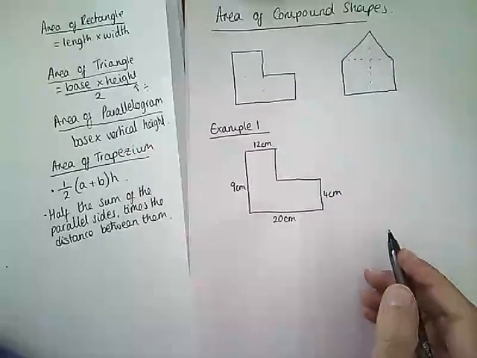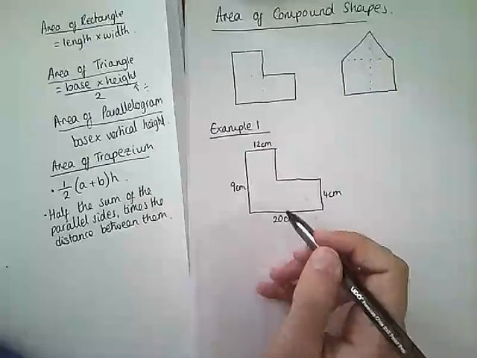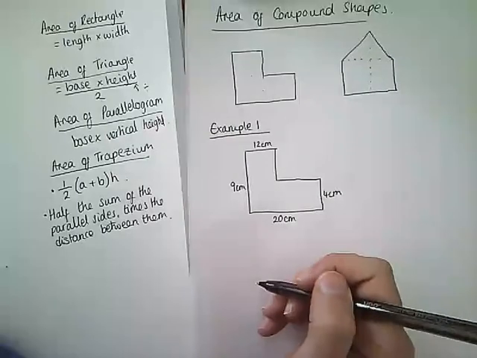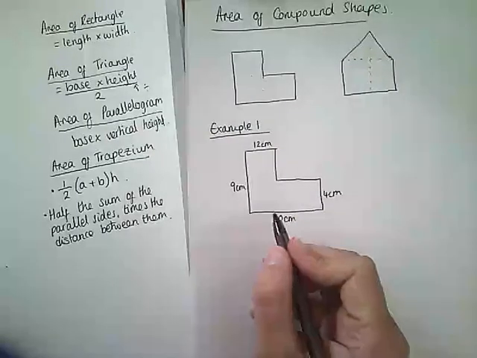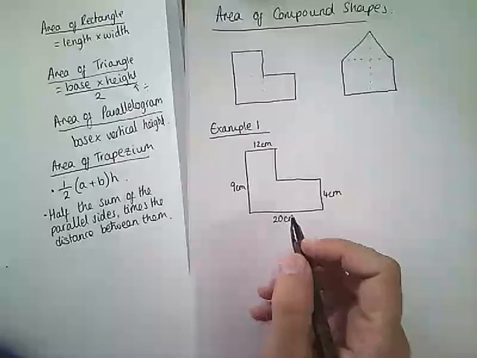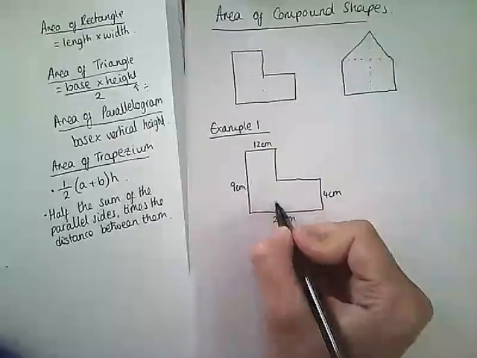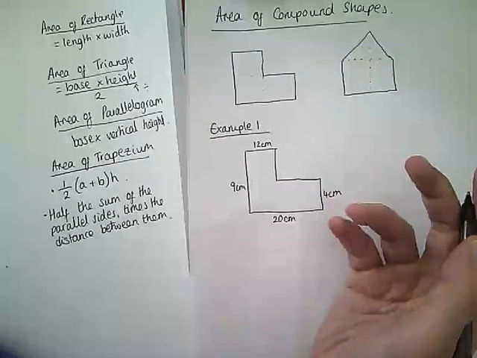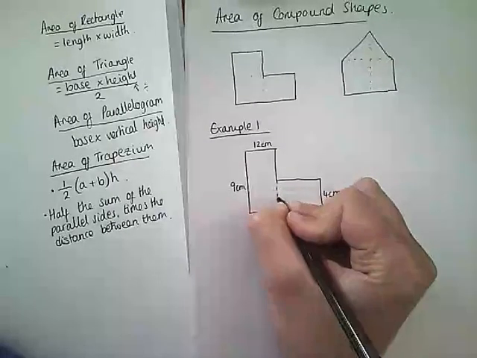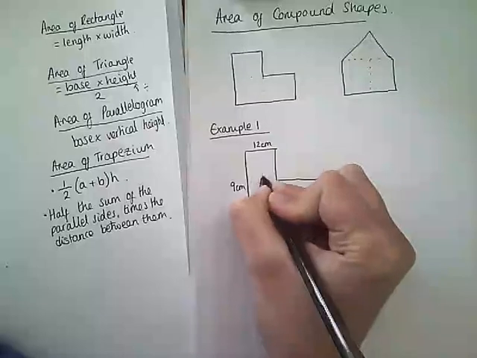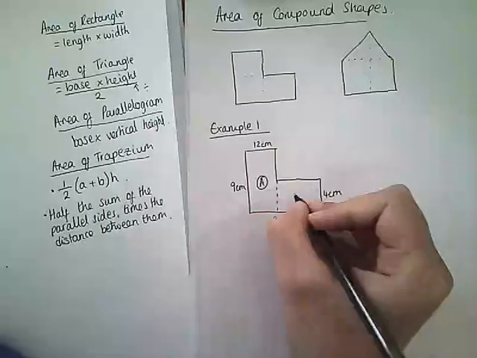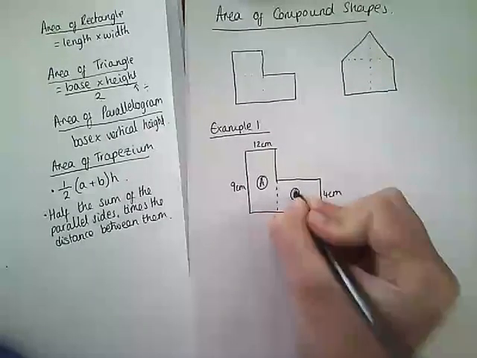Now we talked about how to calculate the perimeter of this sort of shape in your perimeter video, so check that out if you can't remember. The best way to do it is to split it into shapes that you know how to calculate the area of. So we could either split it down this way or across this way. There is no right or wrong way. So let's do it by going downwards. I'm going to call this rectangle A, and this rectangle B.